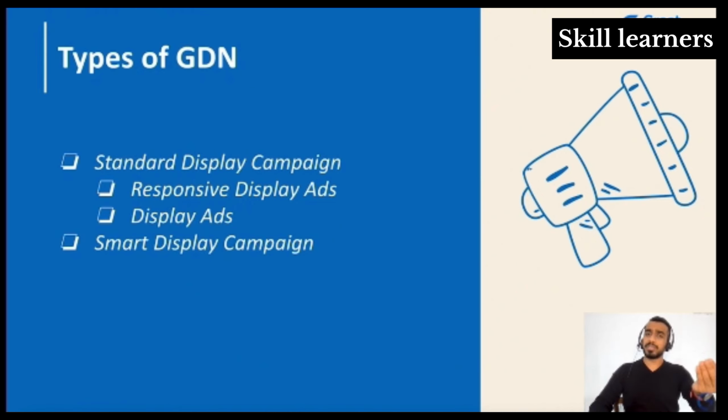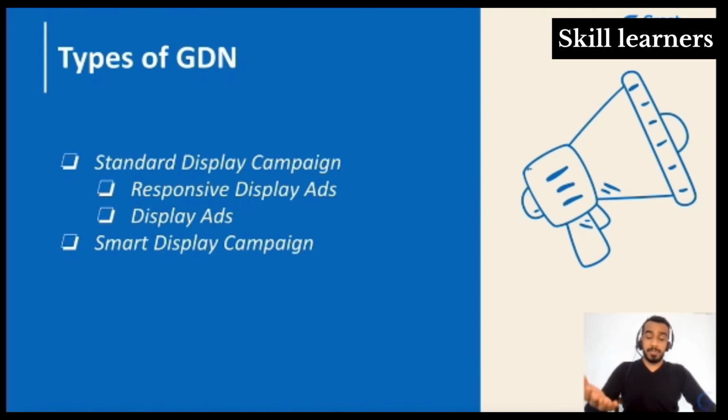So how this smart display campaign works is that Google understands your landing page insights, your search campaigns, what is working for you. And with those insights, Google automatically auto targets people who are most likely to convert for your business.